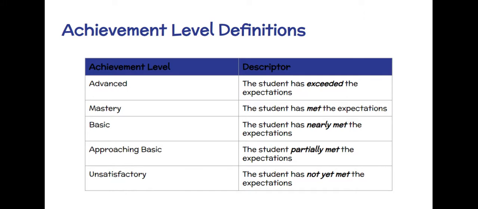Advanced means that the student has exceeded the expectations. Mastery means that the student has met the expectations. Basic means that the student has nearly met the expectations. Approaching basic means that the student has partially met the expectations. And unsatisfactory means that the student has not yet met the expectations.